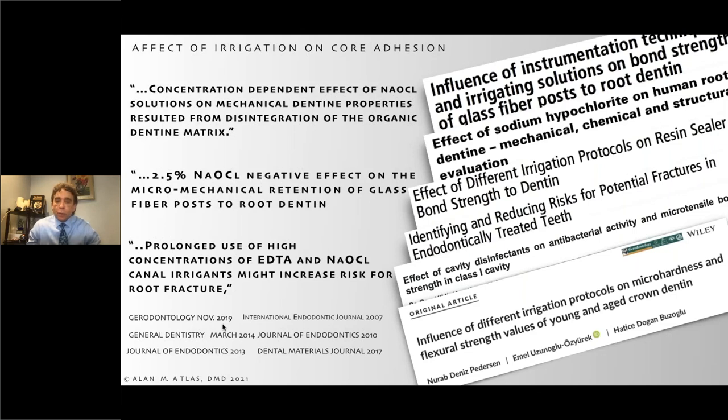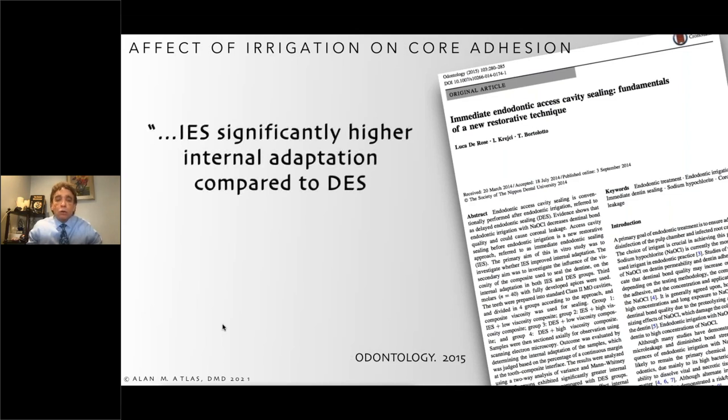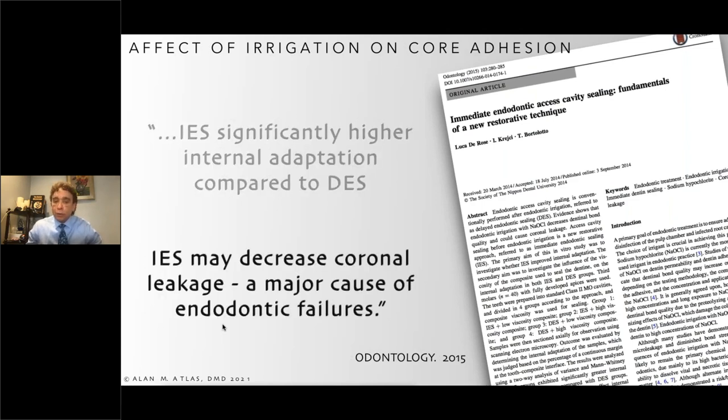Well, think about it. This study came out in 2014. This really gave me some insight about what maybe we should be doing. Dr. Krejci, great researcher, and his group in Switzerland, looked at immediate endo access after sealing and looked at its effect on the core buildup. What they found is that placing the core buildup immediately before endo had a significantly higher adaptation compared to putting it in after the endodontic treatment. So in fact, they concluded on endodontically treated teeth, it may decrease coronal leakage.